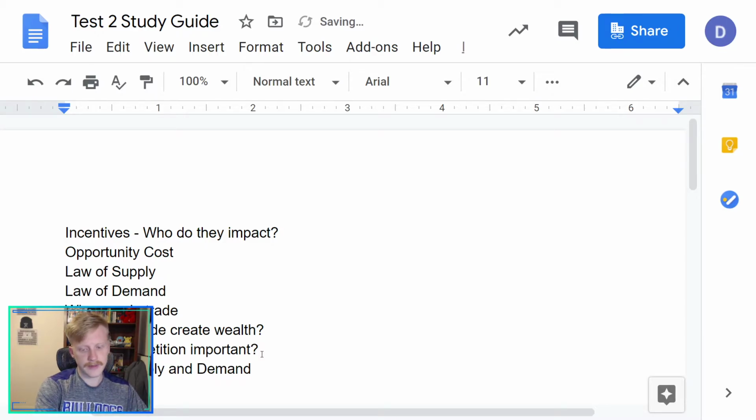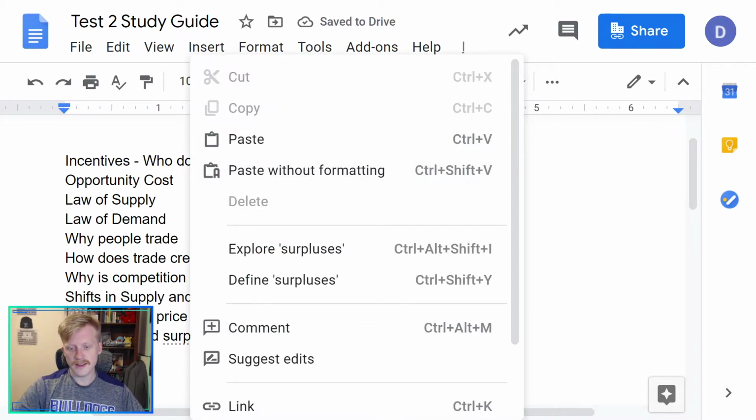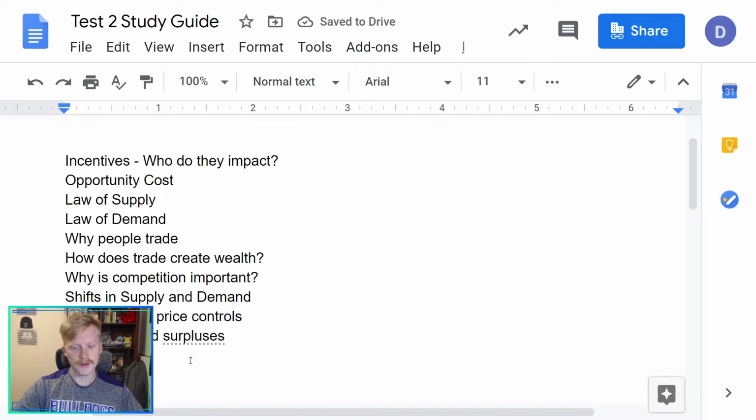So let's do this. The effects of price controls, right? And this is going to lead into two things, which is shortages and surpluses. Is that how you spell surpluses? There we go. That looks so weird. So shortages are what happens when there is much more being demanded than there is being supplied. And surpluses occur when there is much more being supplied than there is being demanded.